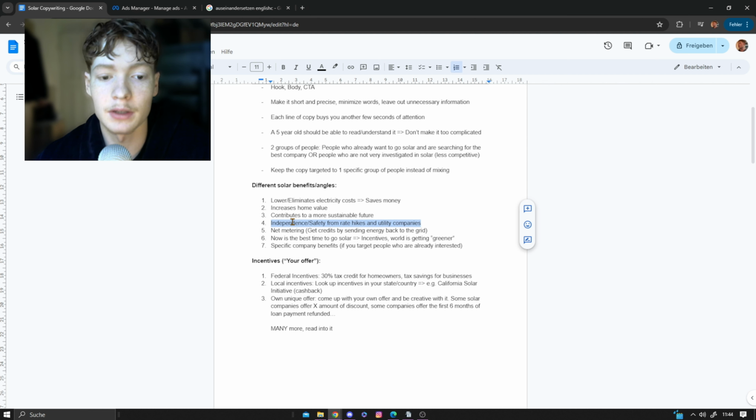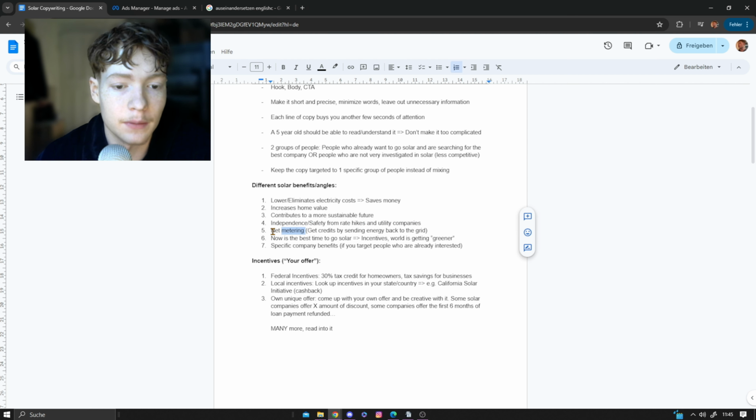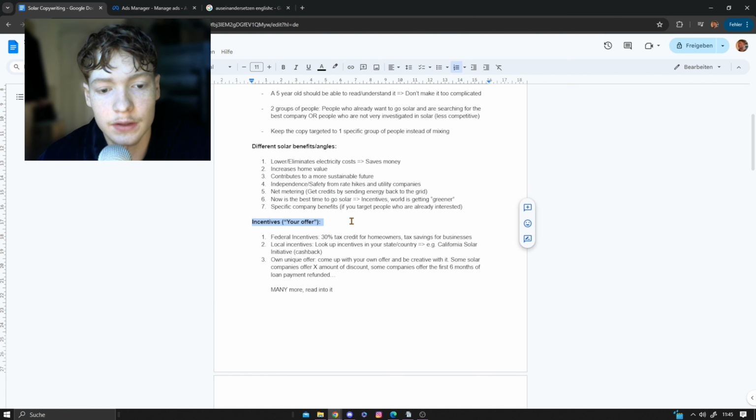And we can make use of that by saying that solar will give them independence and safety from rate hikes and from the big utility companies that are basically robbing them. So this is another benefit, or another angle, that you can do with your copy: gain independence. Then we got net metering. This is maybe even more of an incentive, but I also wrote it down here.